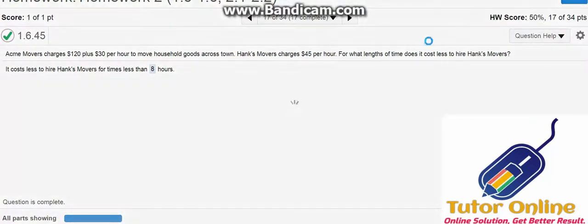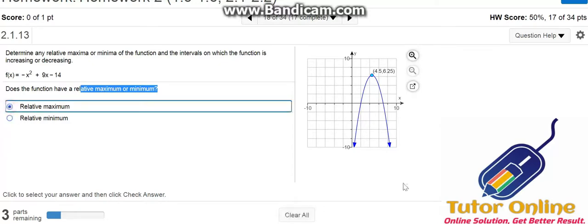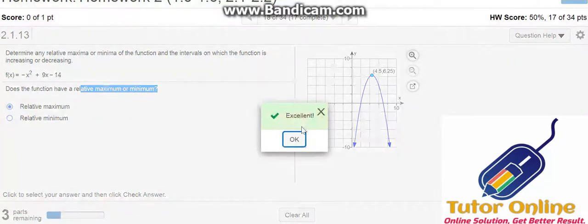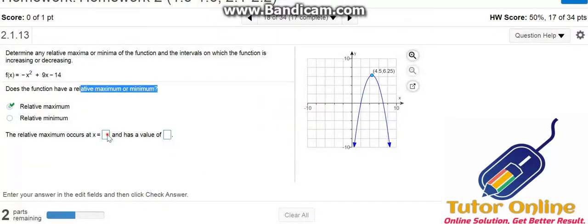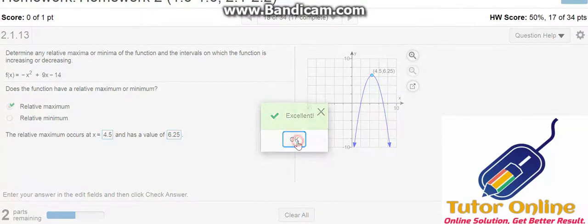Thank you. Our score becomes 50%, reduced to question 18. Determine any relative maxima or minima of the function and the intervals on which the function is increasing or decreasing. F of x is this. Does the function have a relative maximum or minimum? Yeah, it has a relative maximum. Let's check. I think so. Yeah, excellent. The relative maximum occurs at x equal to 4.5 and has a value of y equal to 6.25. It shows here in the graph. You can see it. So let's check it. Yeah, excellent. Thank you. Let's move.